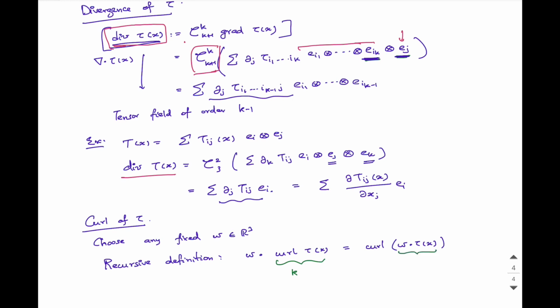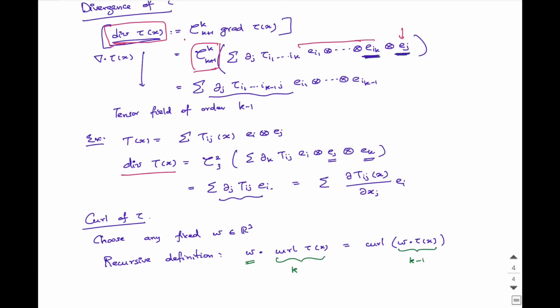And w dot tau, rather, remember, this reduces the order of tau by 1. So this is a tensor field of order k minus 1, and of course w is a vector here, so when you contract it, it reduces the order by 1. So it's very clean. Good, so let's see how it works.